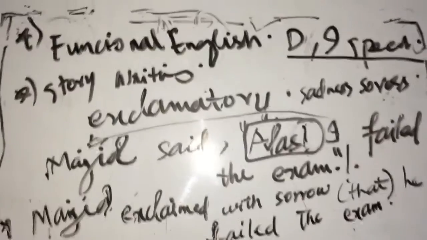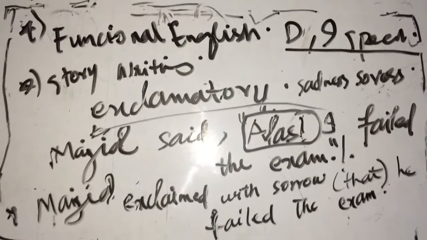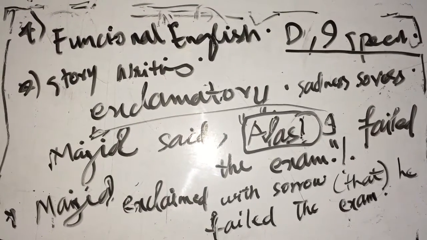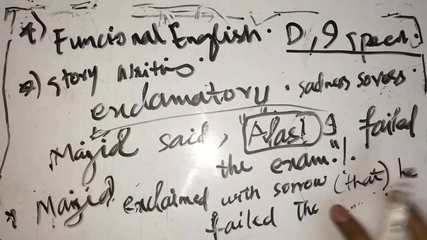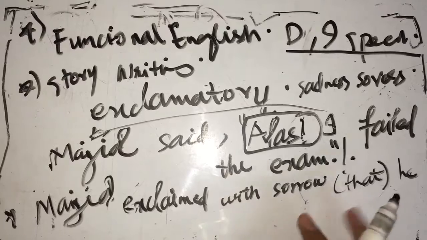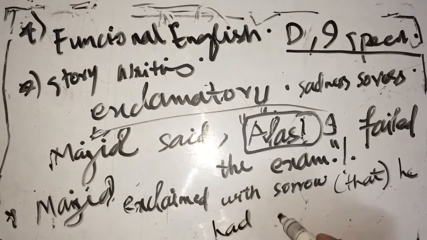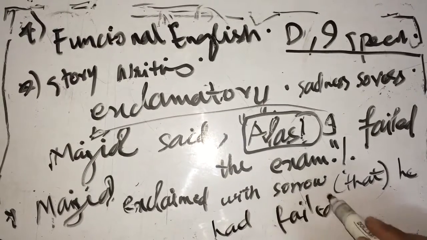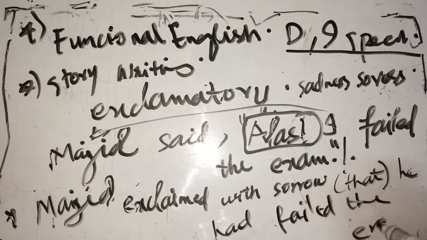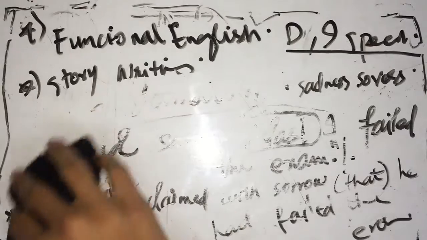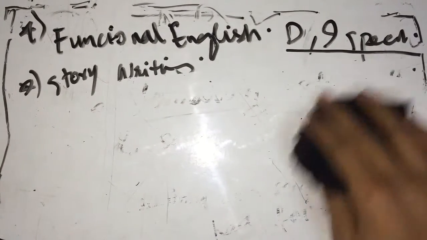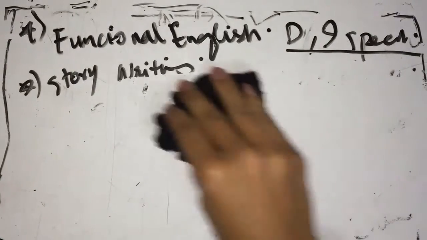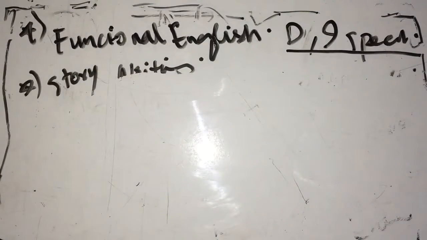Or I think the more appropriate one will be Majid exclaimed with sorrow that he had, because the past tense gets converted into past perfect. So you have to write he had failed the exam. I actually confused myself which one to use, but here I think if you convert it into past perfect, that will be more appropriate.